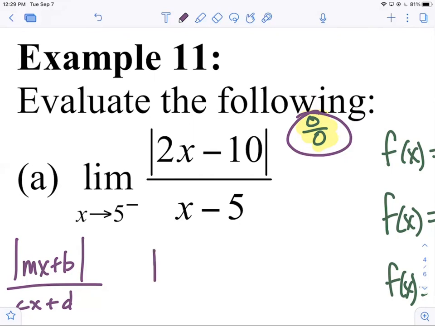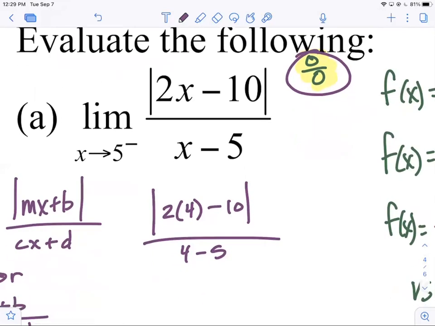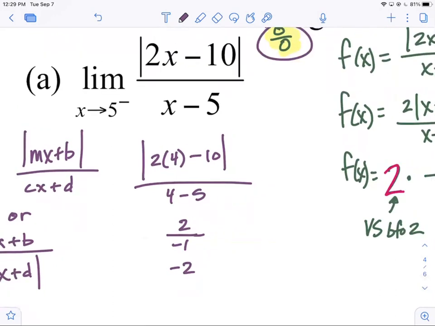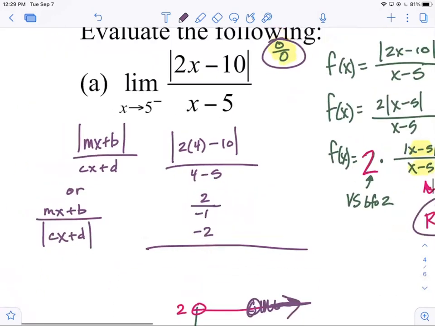Direct substitution. The absolute value of 2 times 4 minus 10, all over 4 minus 5. What does that give me? That gives me 8 minus 10, that's -2. The absolute value of -2 is +2, all over -1. And of course, that's -2. It worked. You don't want to plug in a 4, you say? You want to plug in a 0? Okay, let's do that. That's the absolute value of -10, all over -5. Hey, that's -2 also, también, as well.